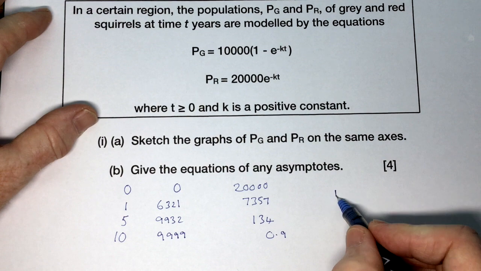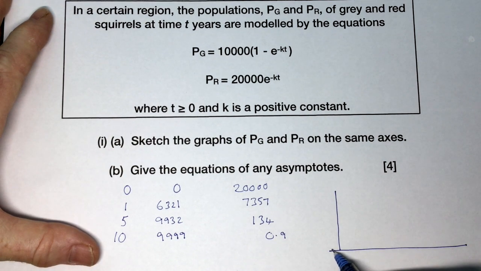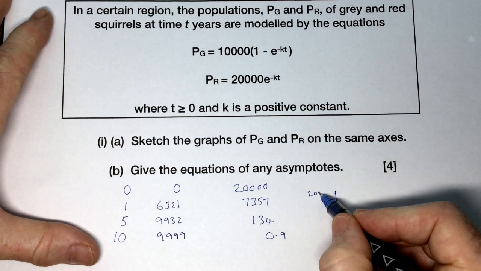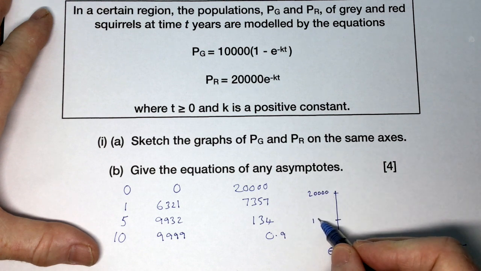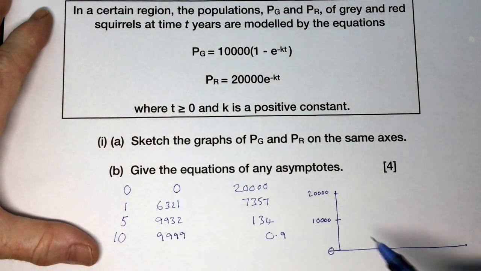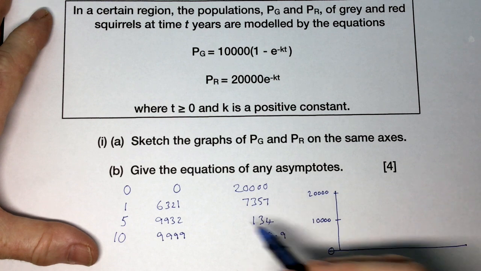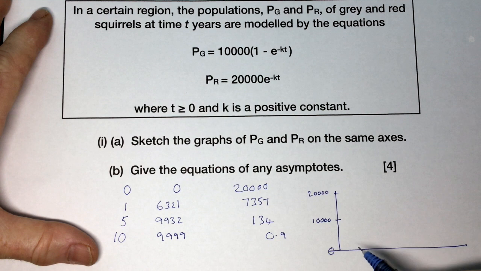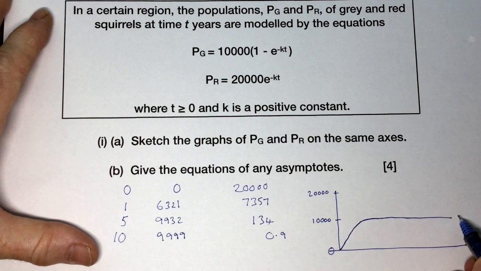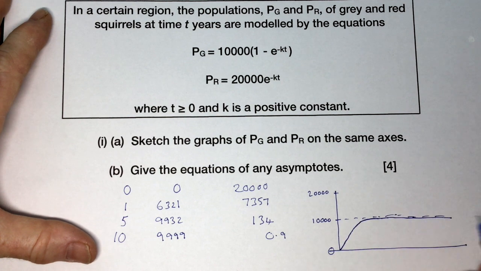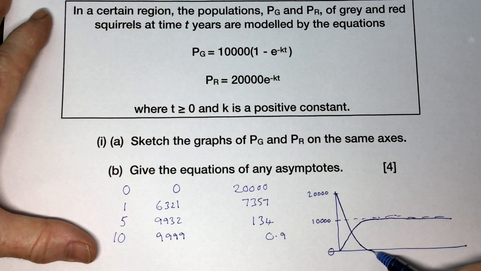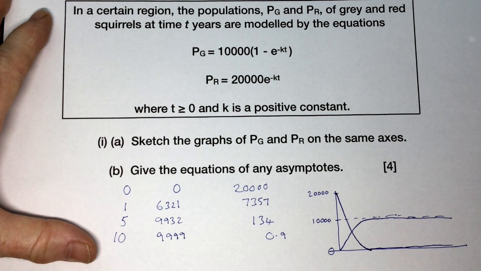So our job was to sketch the graphs of PG and PR on the same axes. So I'm going to suggest that it looks something like this. There's 0. The reds started on 20,000, so we'll put 20,000 up there. We'll put 10,000 there. And if we look at the greys, that's this one, PG. At 0, it was 0, so it started there. Then it's gone to 6,321, then there, and then it's heading towards the 10,000. So I'm thinking it's something like that, where that line is the 10,000. So we'll put a dotted line across there. And the 20,000 has gone down, and it is heading towards 0. So somewhere like that.